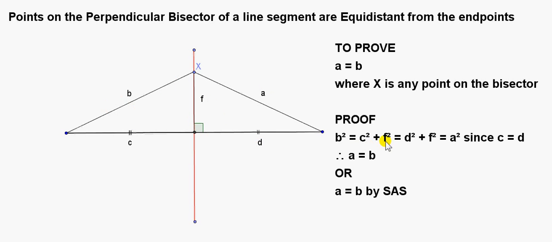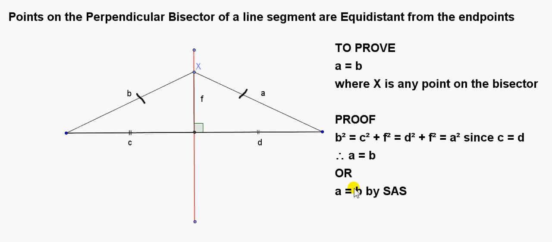Now, if we look at c squared plus f squared, we know that c is equal to d. That's part of the construction. This line bisects the line segment. That's a given. So we can replace c with d. But d squared plus f squared by Pythagoras is just a squared, as I said earlier. So we end up showing that b squared equals a squared. If we take the square root of both sides, it means that b equals a. So that's one way to prove that the distance of any point on the bisector, which I'm calling x, to the endpoints is the same. So we've shown that these two lengths are the same.